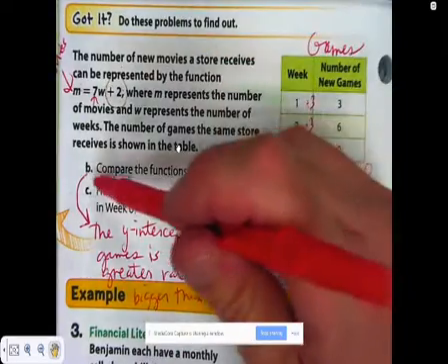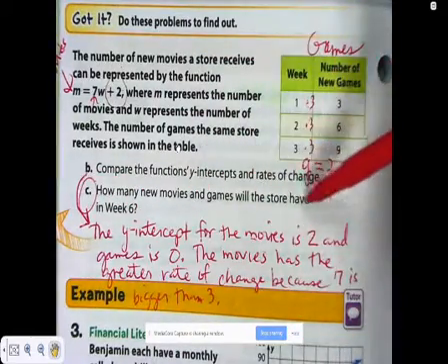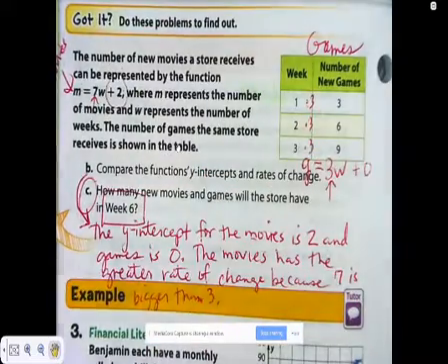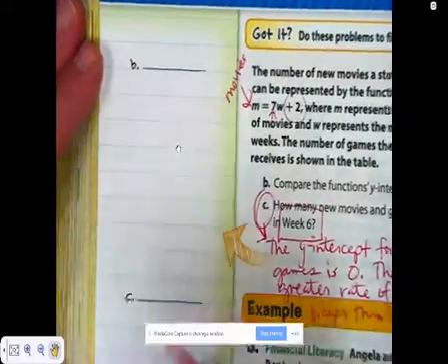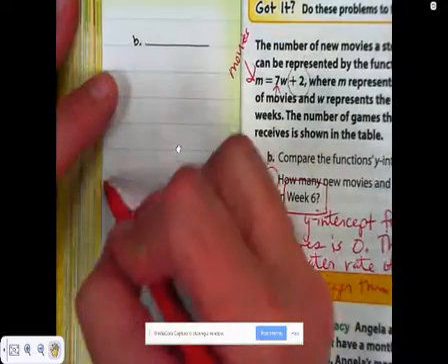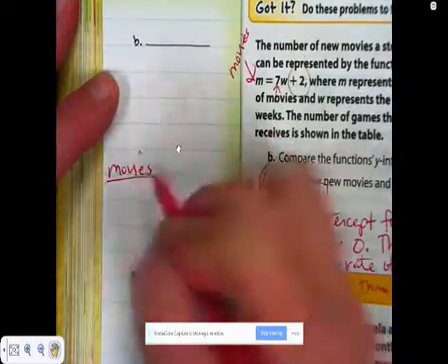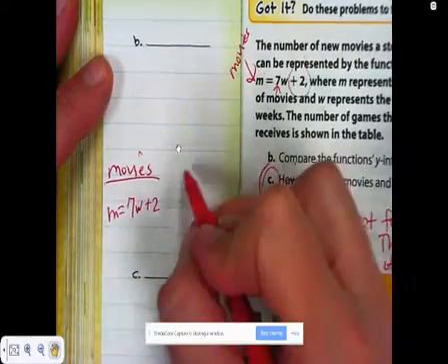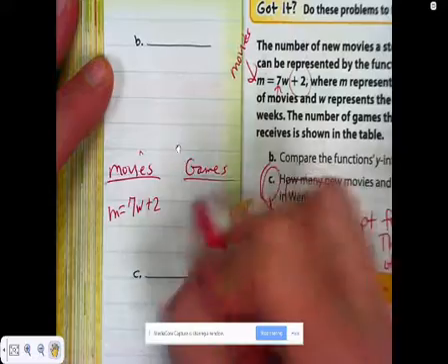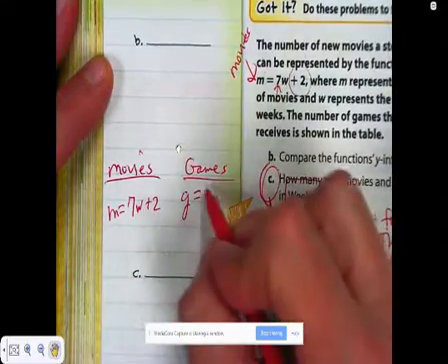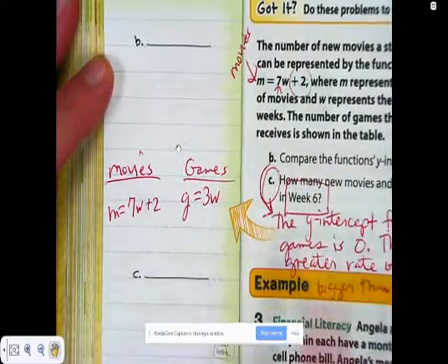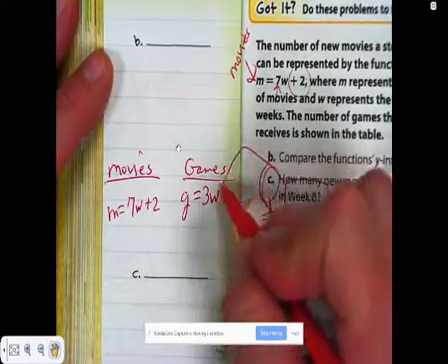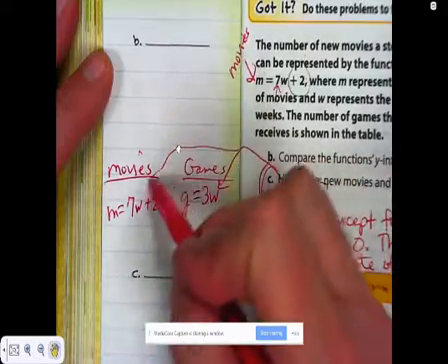All right, let's do part C. How many new movies and games will the store have in week 6? Okay, so that means we're going to plug in 6 to the weeks for each equation. So let's write right over here in the column. Do this with me. You're going to write the movies. So the movies is 7W plus 2. And we're going to write the games: the number of games equals 3 times the week. So they're asking about 6 weeks. So you're going to plug in 6 to the weeks for each one.